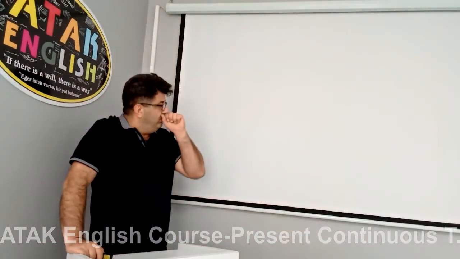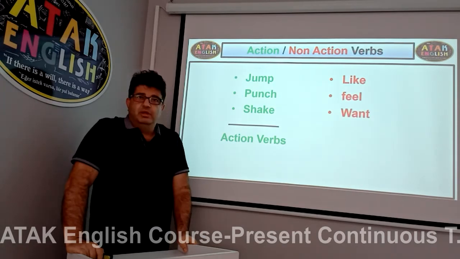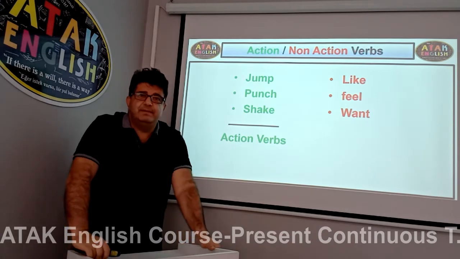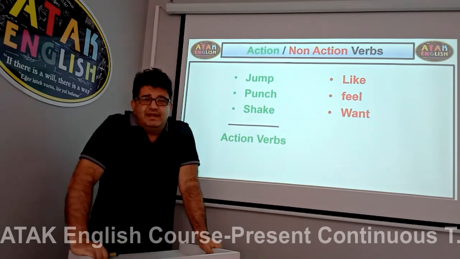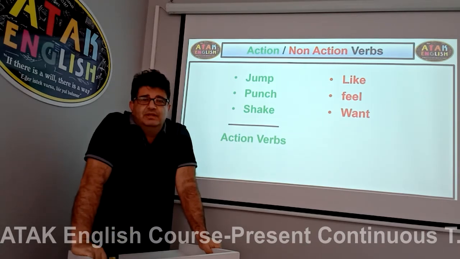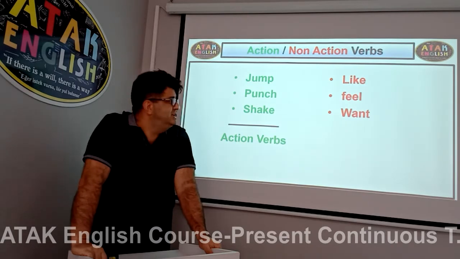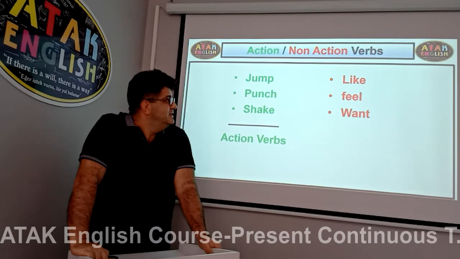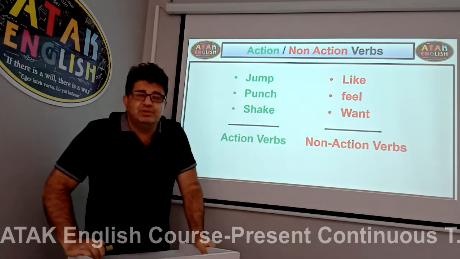Like, feel, want. Can you see these actions? For example, I'm looking at you and I want ice cream, but I'm not saying anything to you. But from inside, I want ice cream, or I feel unhappy. Can you see these actions? Of course you cannot see these actions. If you cannot see these actions, then they are called non-action words.